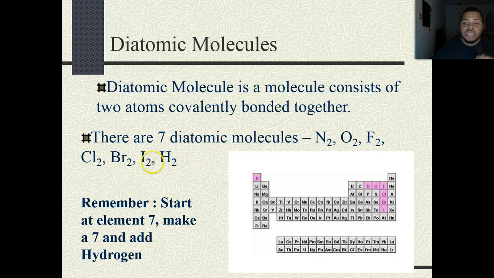The way that I remember it is, I say start at 7, so element 7 is nitrogen, and make a 7, so over to fluorine, and all the way down to iodine. And then we add hydrogen. Hydrogen, remember, is a non-metal, but it just happens to be across the periodic table because of some other properties. So start at 7, make a 7, then add hydrogen. Those will be our 7 diatomics. You want to make sure you memorize those, and you will see them on the test, but also so that you get a chance to understand a little bit more of what's going on with this unit as we continue.